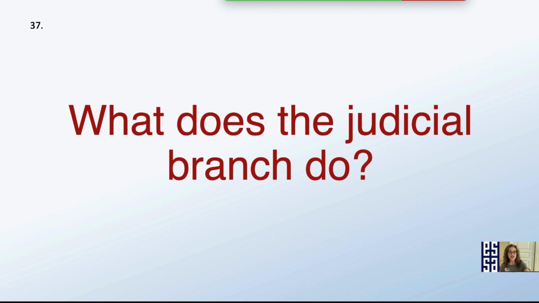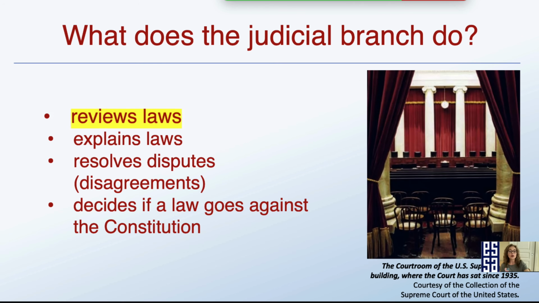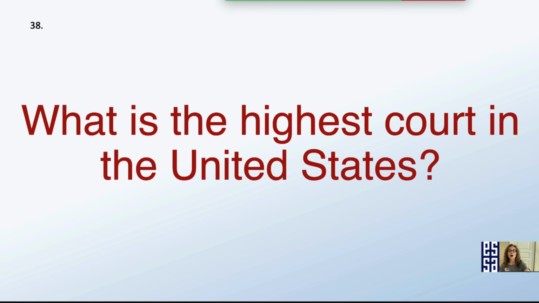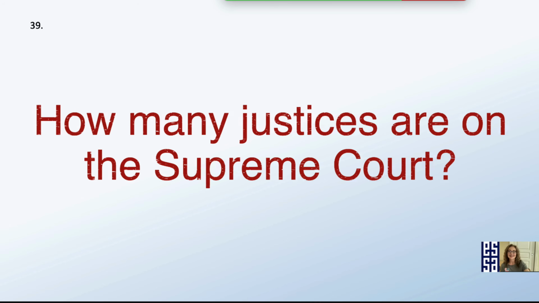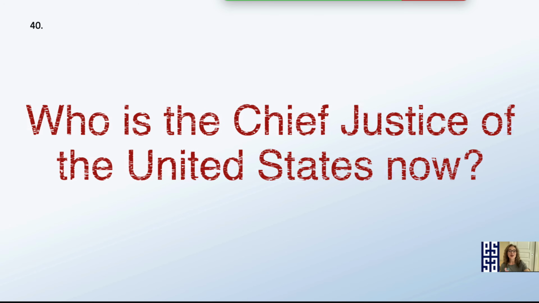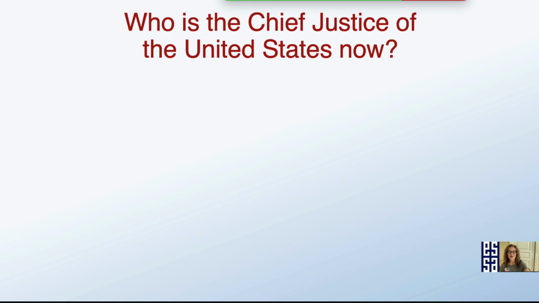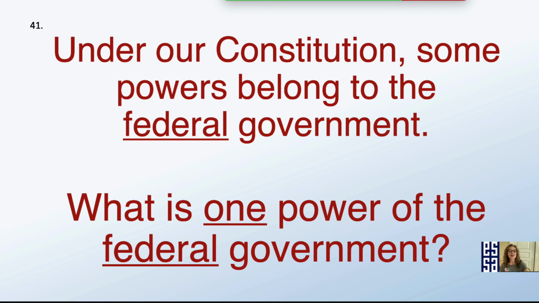What does the judicial branch do? It reviews laws. What is the highest court in the United States? The Supreme Court. How many justices are on the Supreme Court? 9. Who is the Chief Justice of the United States now? John Roberts.